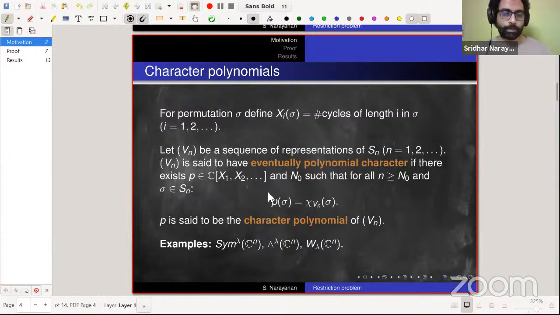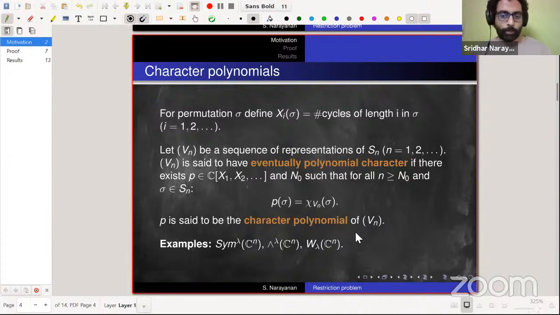Some common examples of spaces that have character polynomials are the lambda symmetric tensor of C^n when restricted to the symmetric group. So this is Sym^lambda as a representation of S_n, and this is the lambda alternating tensor as a representation of S_n. And this last one is the most important to what we are trying to do. So for every irreducible representation of GL_n, the restriction to S_n has a character polynomial associated to it.